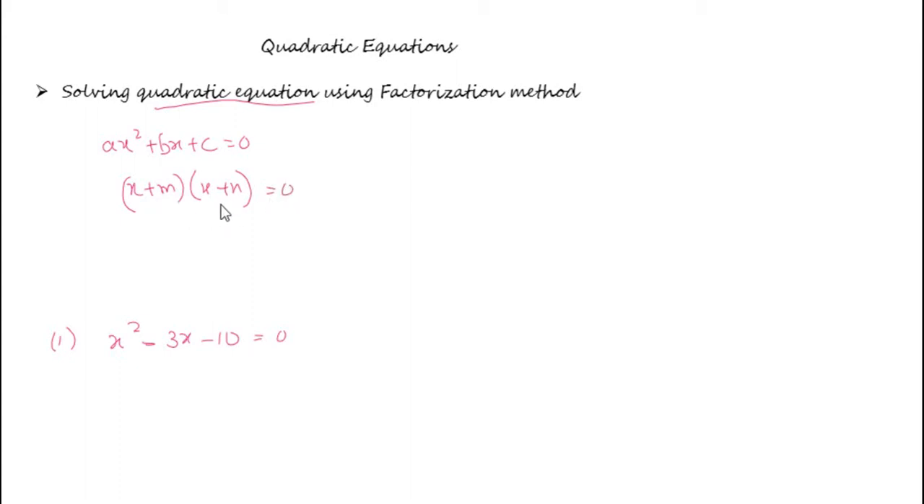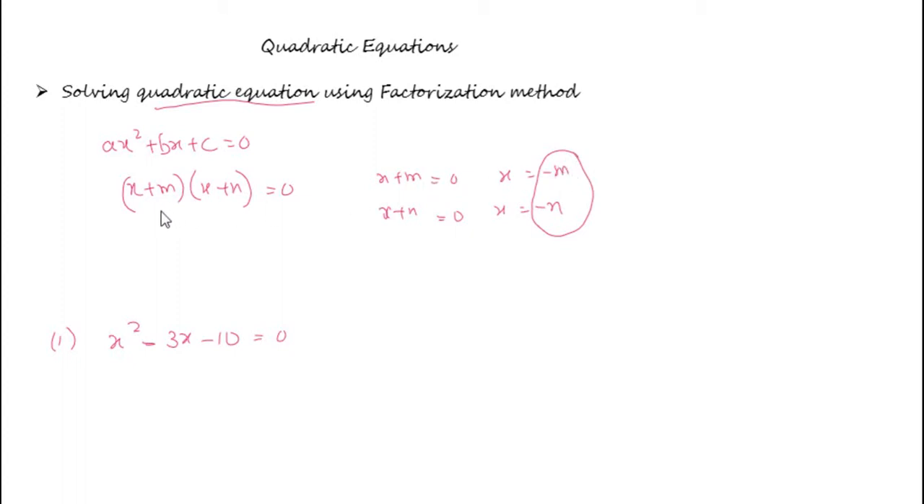Now the individual linear factors, that is x plus m and x plus n, we will equate to 0 and find out the value of x. So here x plus m equal to 0, x is equal to minus m, x plus n equal to 0, x is equal to minus n, and these are the two roots of the quadratic equation.